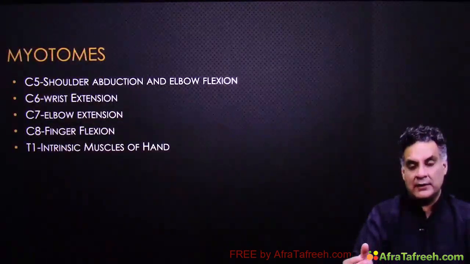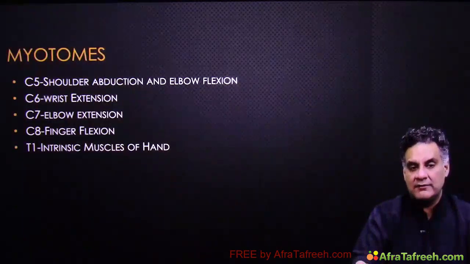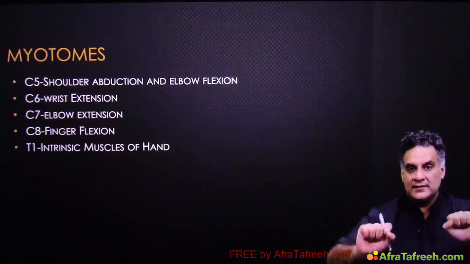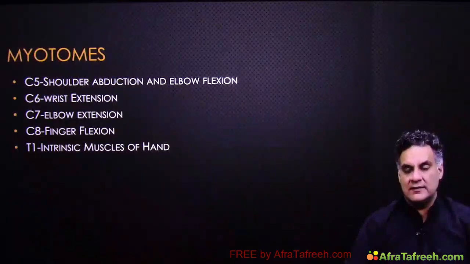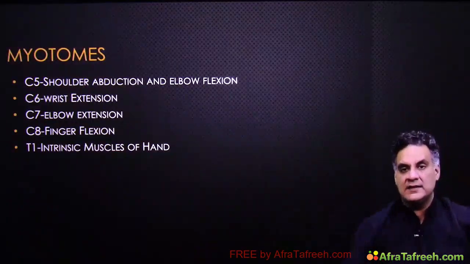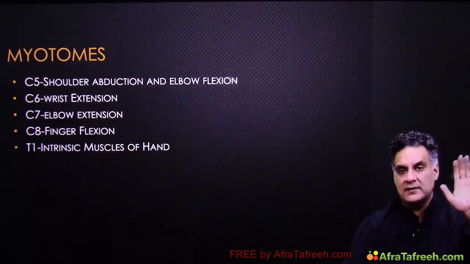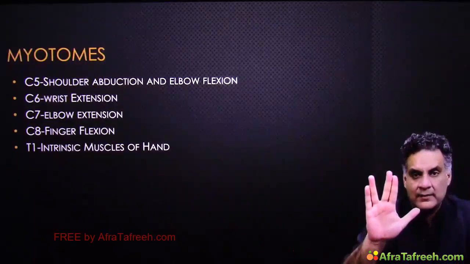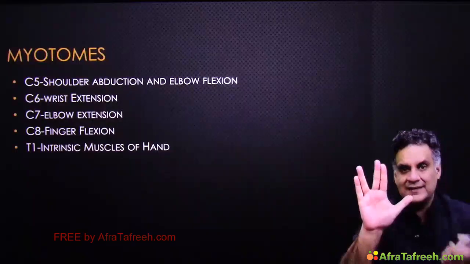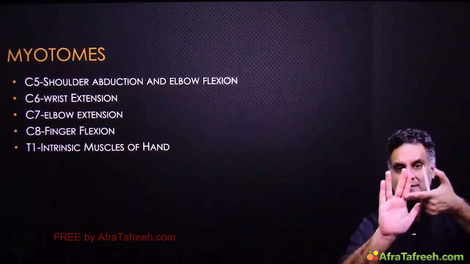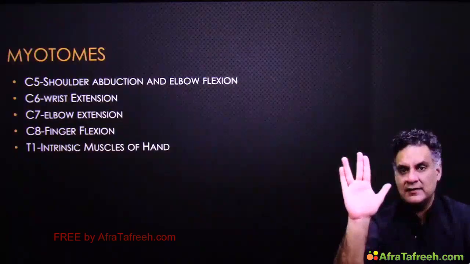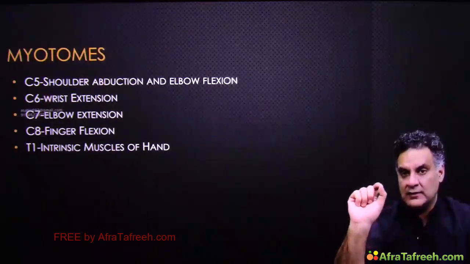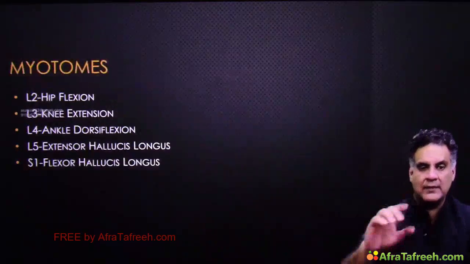Some important myotomes. C5, shoulder abduction, elbow flexion. C6, wrist extension. C7, elbow extension. C8, finger flexion. T1, intrinsic muscles of hand. And coming to sensory supply, remember the trident hand? C6, thumb. C7, index and middle finger. C8, ring and little finger. In hand, C5 and T1 do not have sensory supply.